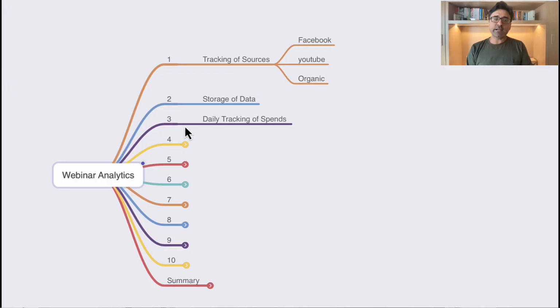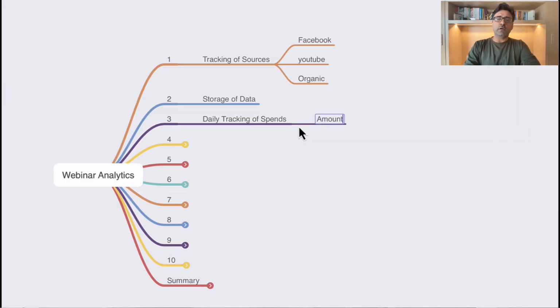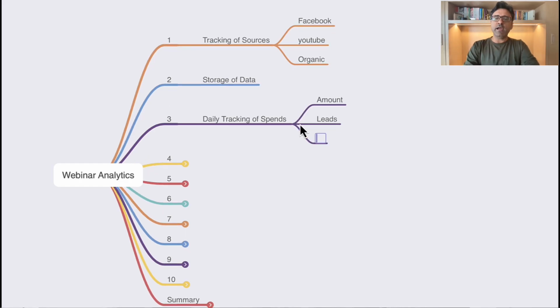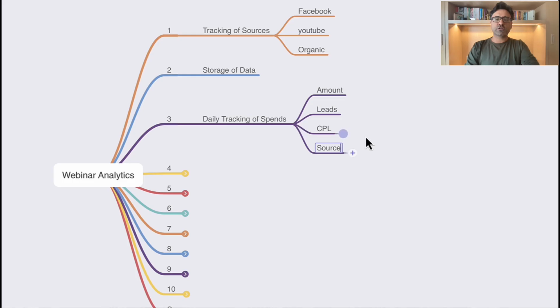The third thing is daily tracking of spends. While the storage of the data will give you the name and the email address, daily tracking of spends is only date level, what is the amount of money that you are spending. Because you need to know not just the amount, but also total leads that you are getting at a day level, and what is the average CPL that you are getting, again by source and also overall.